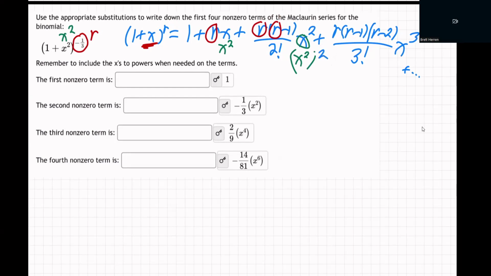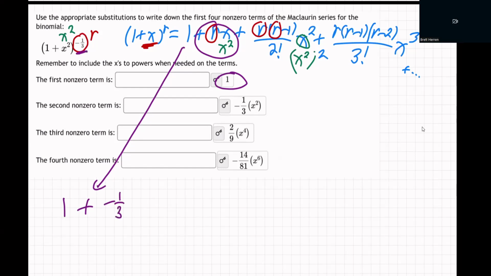So let's do it. What are we going to get? I'll bring this one down. First off, we're going to get a 1 plus, there's our first term. And then this right here will be r, what's r? Negative 1/3 times x, but x has now become x squared because we're plugging in x squared where x was. So that's our second term. Beautiful.